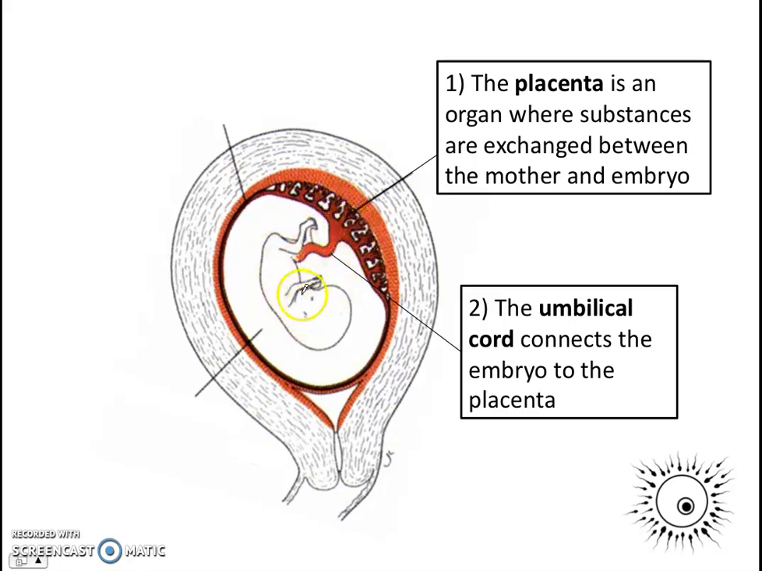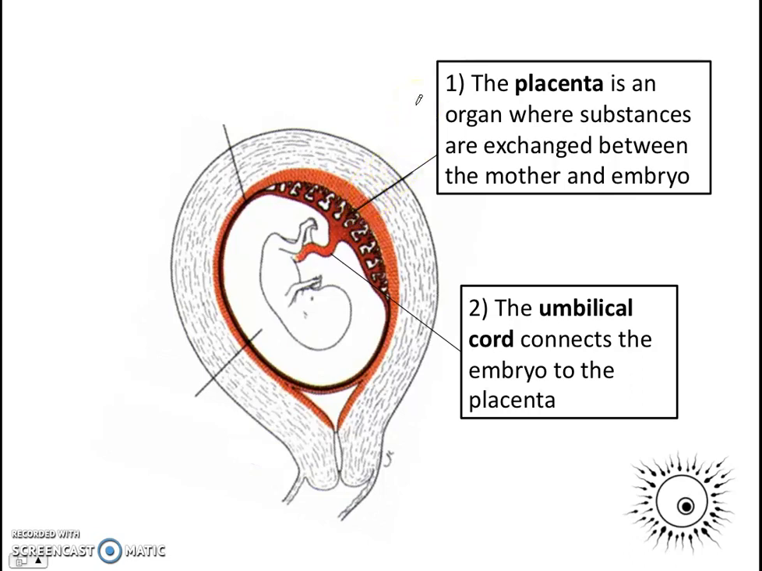So whatever substances need to leave the embryo, let's say waste substances like carbon dioxide, will go out of the embryo, into the umbilical cord, and then into the placenta, where they will then enter the mother's blood and be removed.